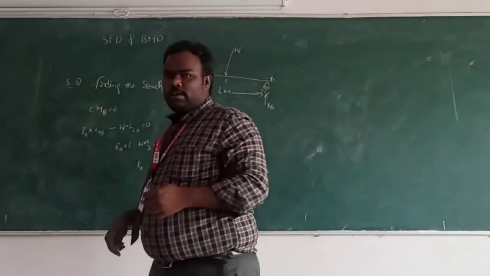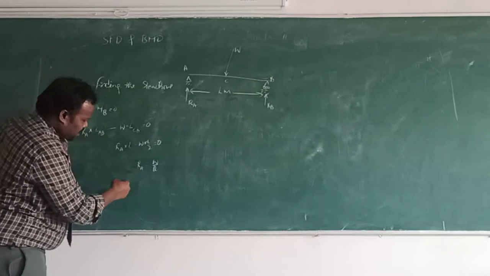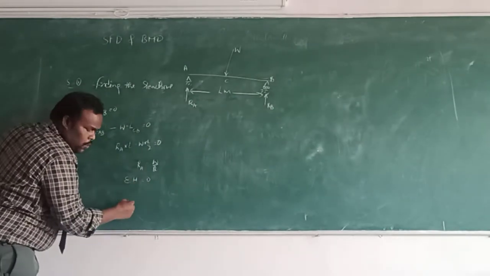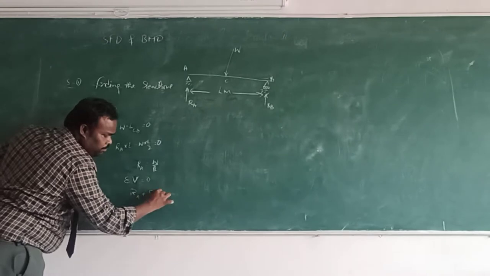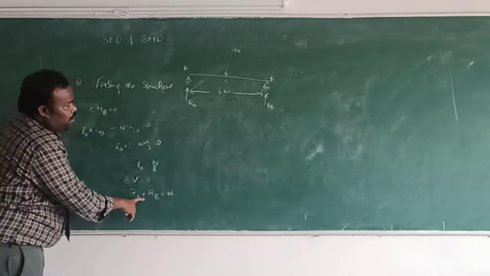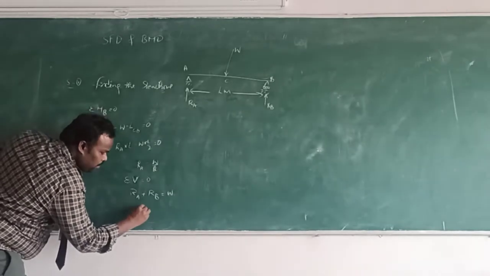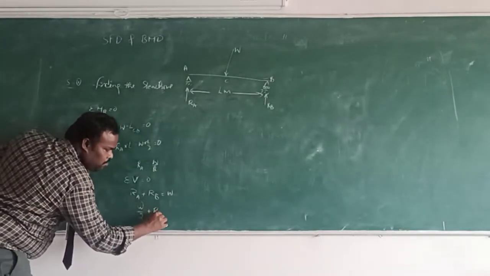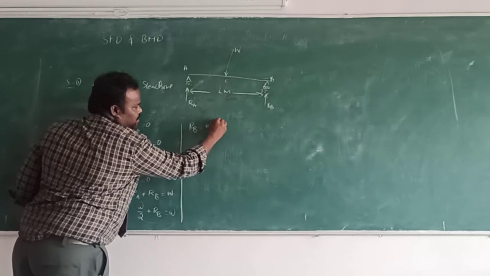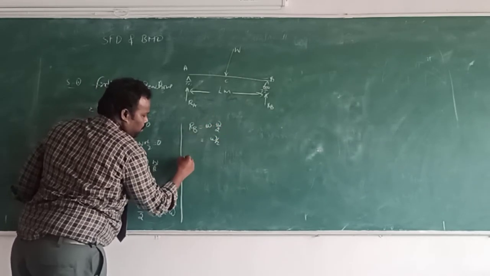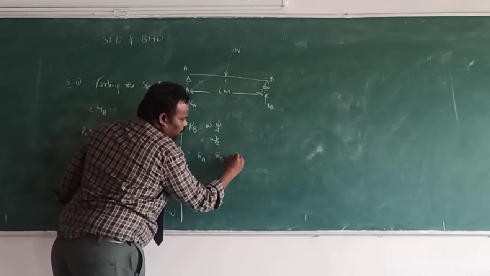Then RA equal to W by 2. Now taking the horizontal forces along the structure, sigma X equal to 0. Sigma Fy equal to 0 for vertical forces: RA plus RB equal to W, upward forces equal to downward forces. We know the RA value: W by 2 plus RB equal to W, then RB equal to W minus W by 2, equal to W by 2. So finally, the reactions at points A and B are RA equal to RB equal to W by 2.